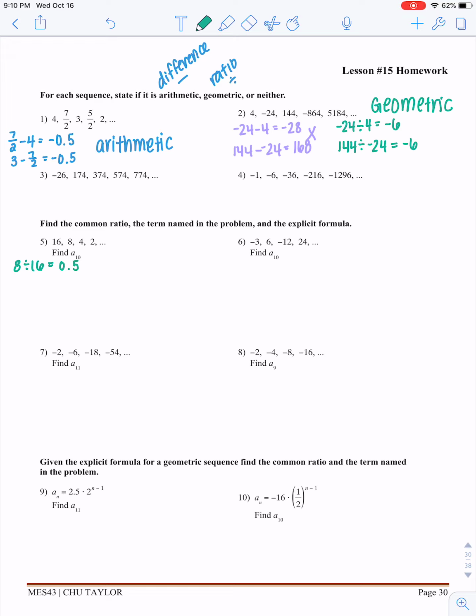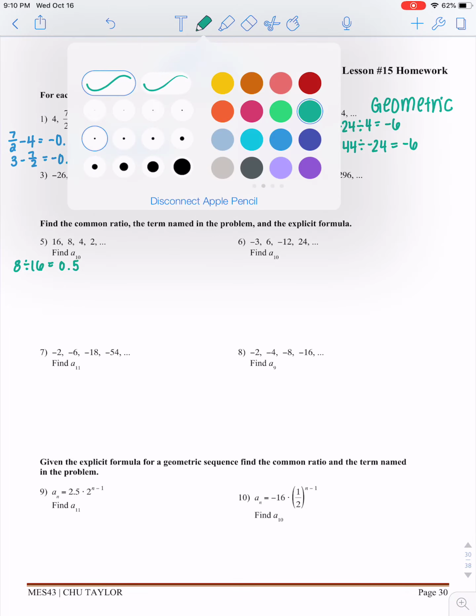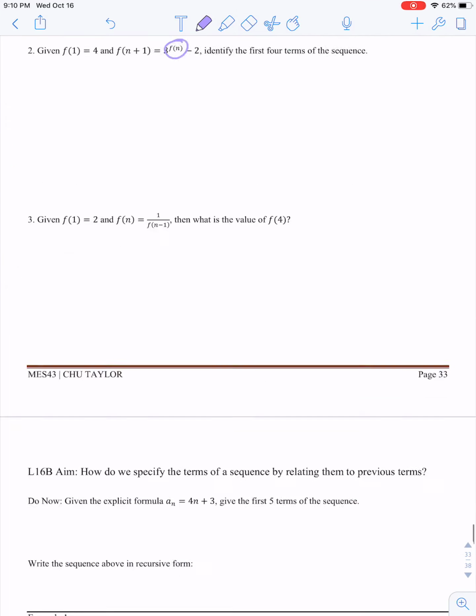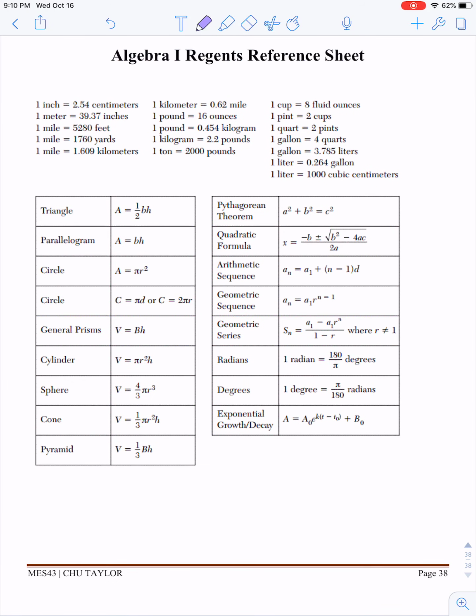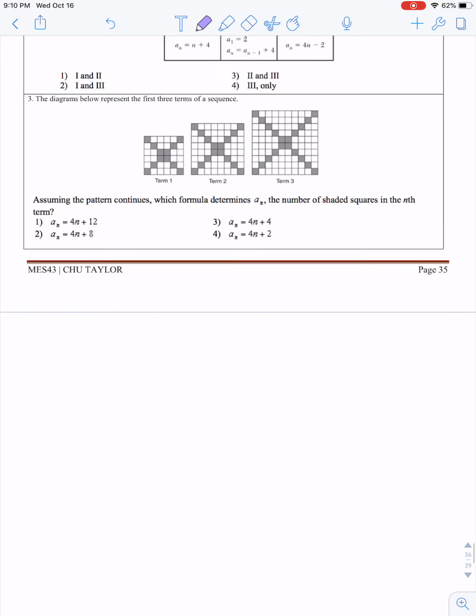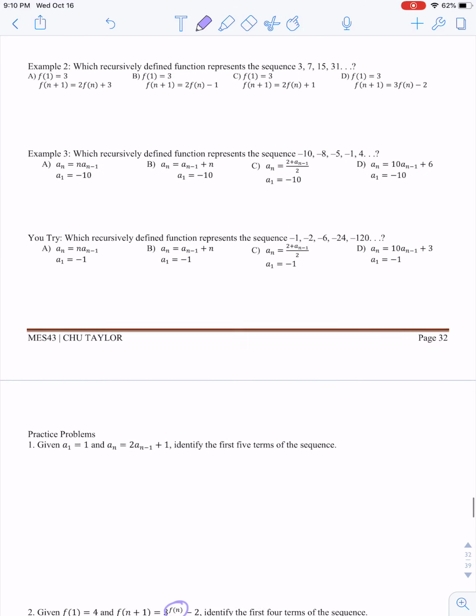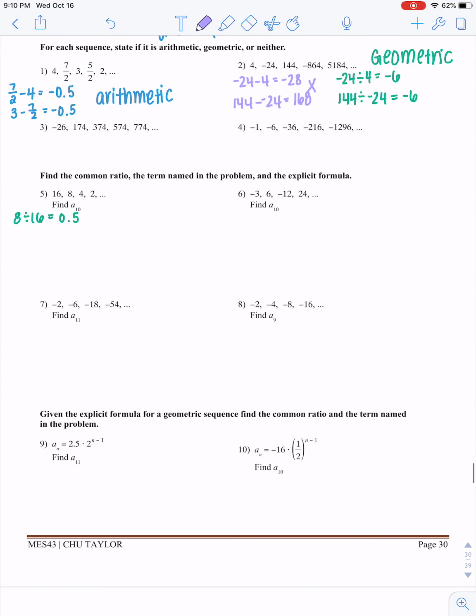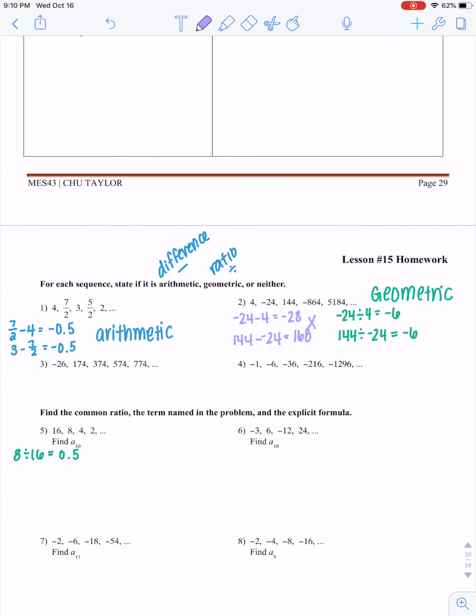And again, you can refer to your reference sheet for your geometric formula. Let's go look at it. Take a look at your reference sheet. The geometric sequence formula: A_n equals A_1 times r to the n minus 1. So let's copy that over here so we can just use it. A_n equals A_1 times r to the n minus 1 power.